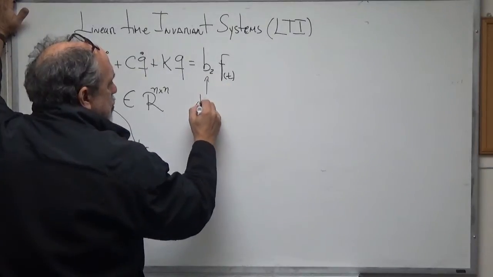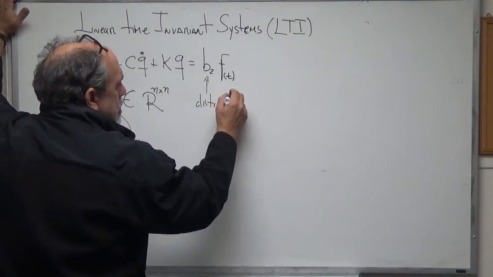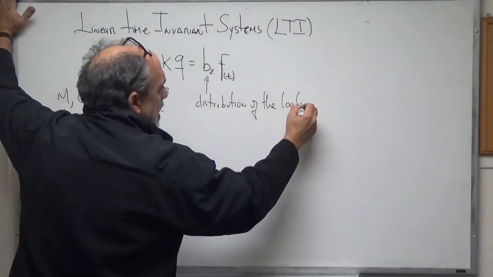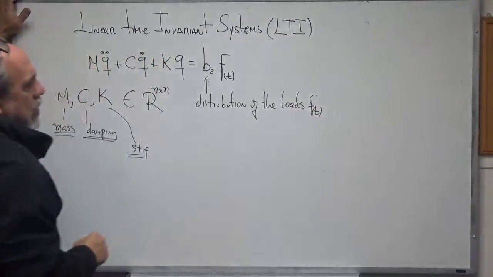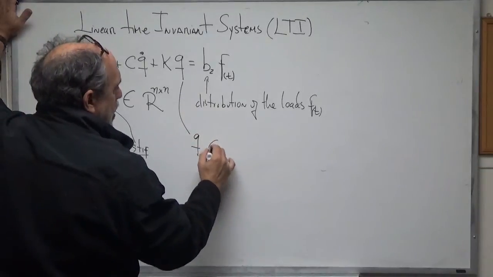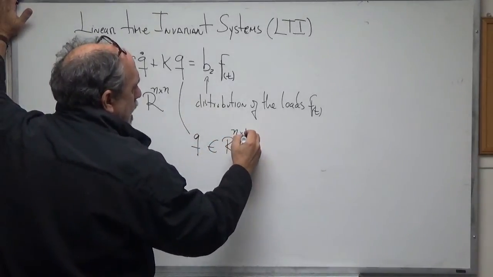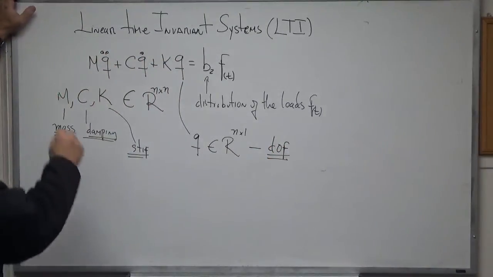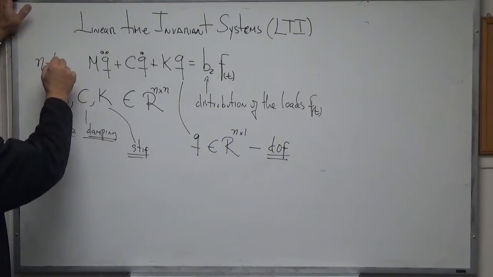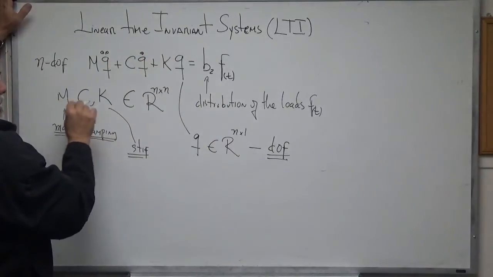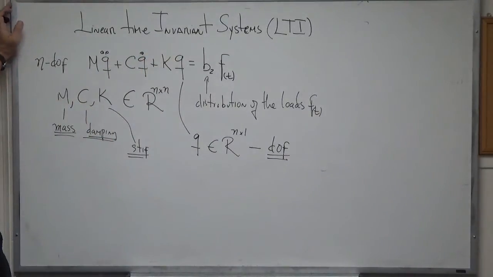B2 is the distribution of the loads, f(t). Right? And q, n by 1, are the degrees of freedom. Okay, so we have an n degree of freedom system, which is linear, and time invariant means that the mass, the damping, and the stiffness matrix are constant. They're not changing with time, right? And B2 is the distribution of the loads.